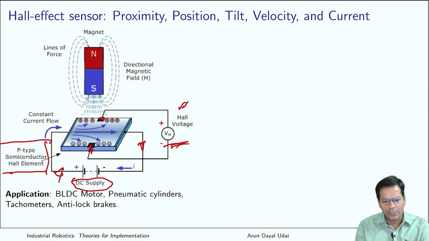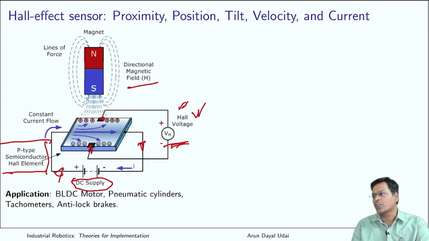But as soon as it encounters a directional magnetic field from some strong source, what do you see? You see a voltage here. This voltage output is proportional to the magnetic field strength that comes from this direction. So this is how it works.